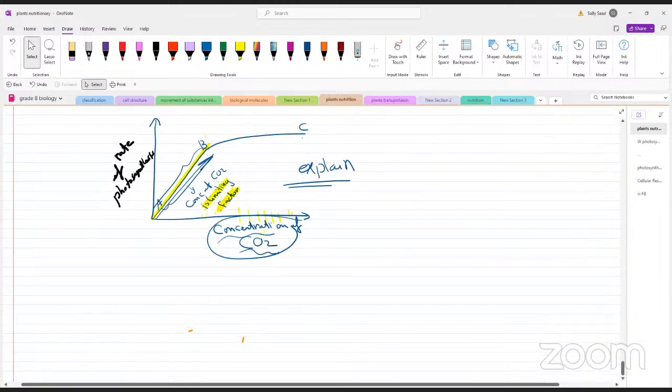This was the last part for plant nutrition. Any doubt in that chapter? If you have any doubt regarding any part of that chapter, just write the question in the Zoom chat.